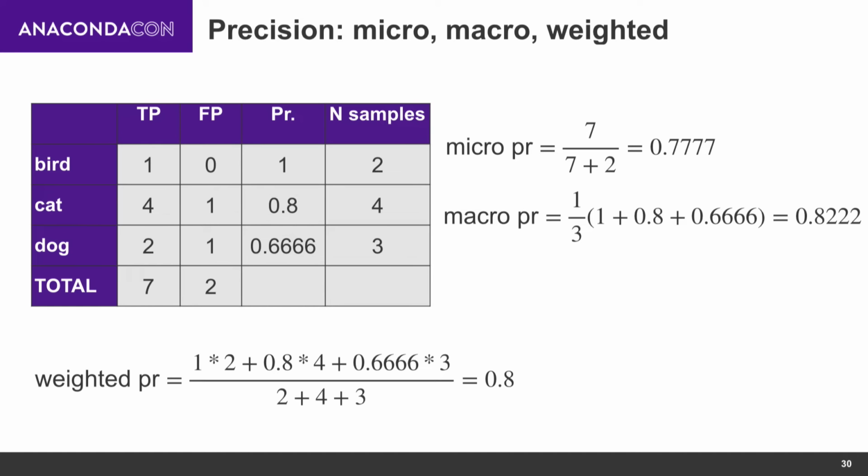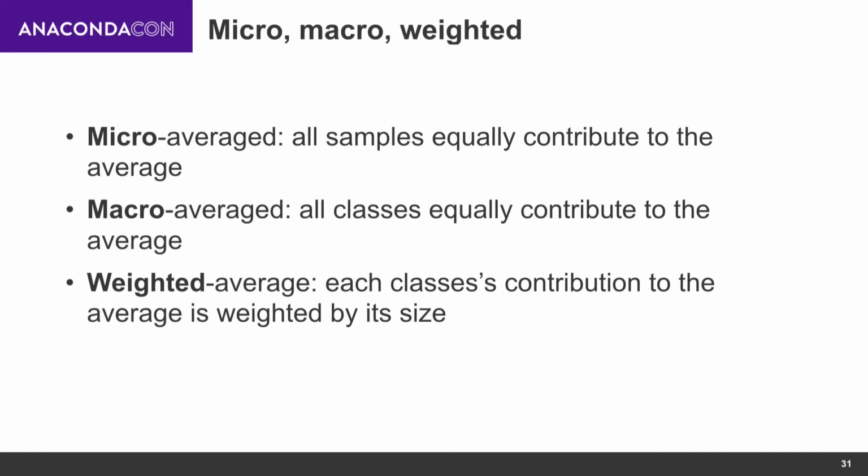And weighted precision is similar. We're going to, again, take precision calculated per class, but then we're going to weight it by the number of samples, about how they are represented in the data. So just micro average, like I said before, allows you to make sure that all samples equally contribute to the average. And macro average allows all classes to equally contribute to the average, while weighted average weights each class's contribution to the average. And when would you want what?